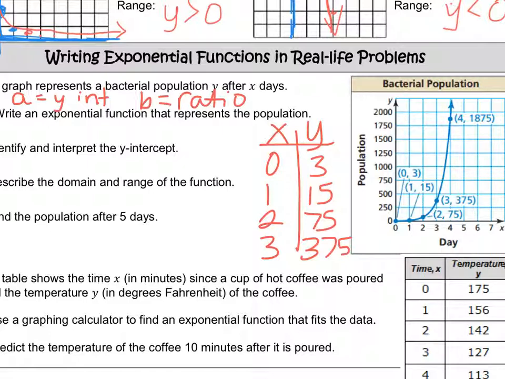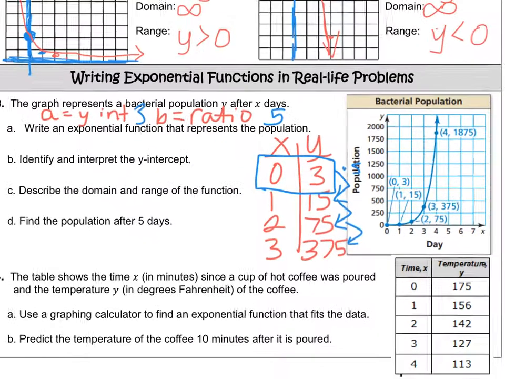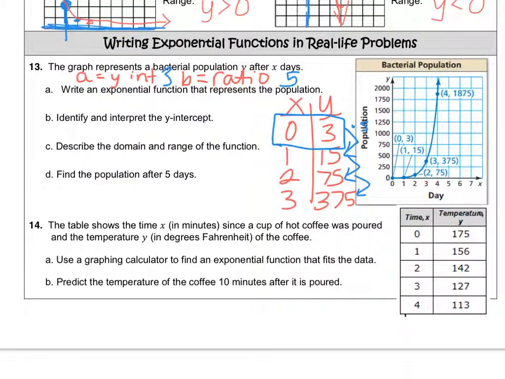to get from the first y to the second y is times 5. And then I got times 5 and times 5. So I know that my ratio is 5. And my y-intercept, that's where x is 0, is 3. So I can go ahead and write my equation as a, which is 3, parentheses b, which is 5, raised to the x power.